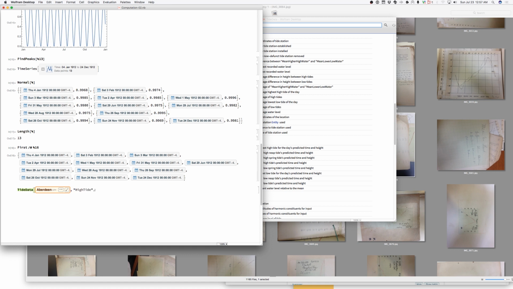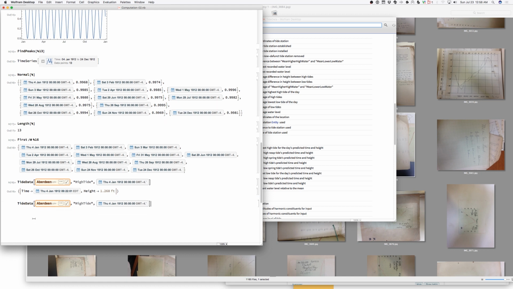high tide, and then let's just do the very first of these just to see if it's working. Aha, there we go, 9:20 in the morning, 1.268 feet. Okay, let's do all of them. Line 18, okay, so let's go ahead and do those.